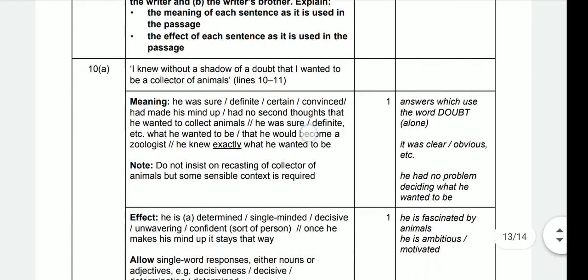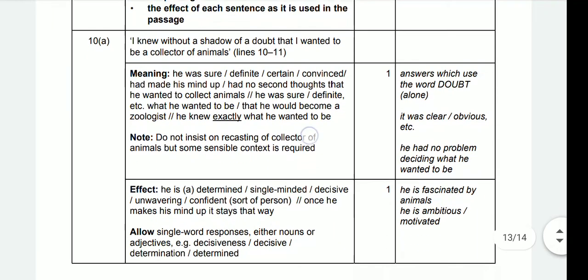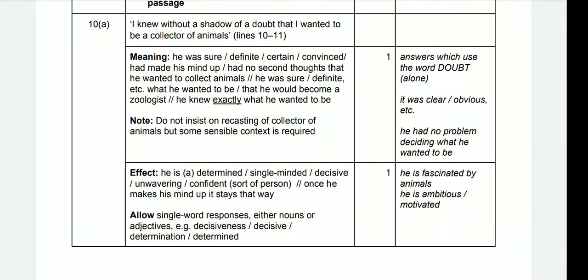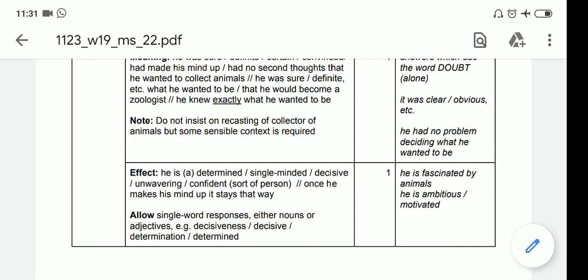Now what is the effect? The effect of this sentence is that he is a determined, single-minded, decisive, unwavering, confident sort of person. Once he makes his mind up, it stays that way. This is the effect of this sentence. So you have to be very careful when you are answering such types of questions, the meaning and its effect.